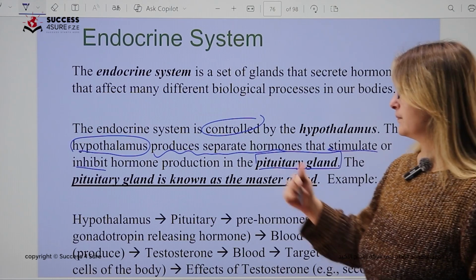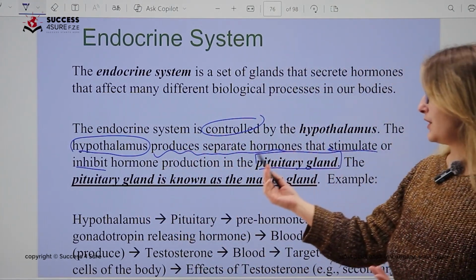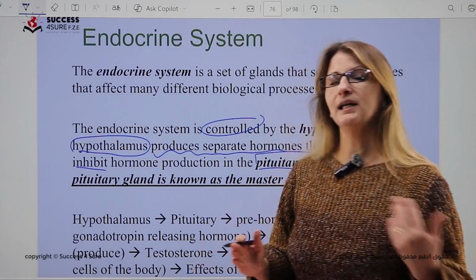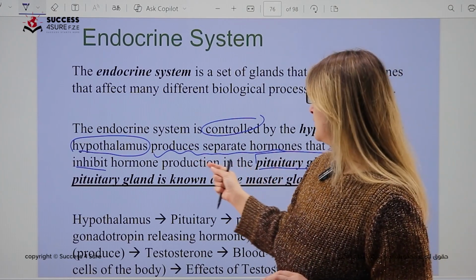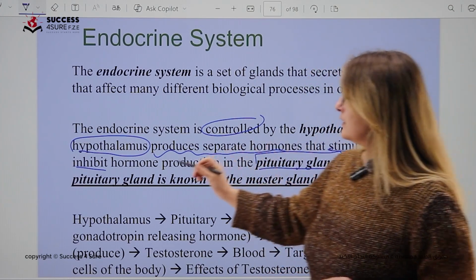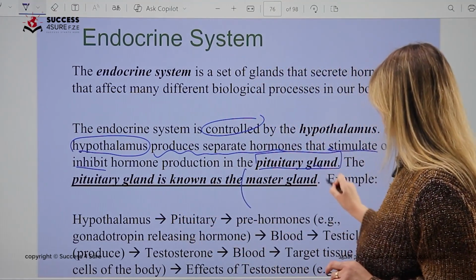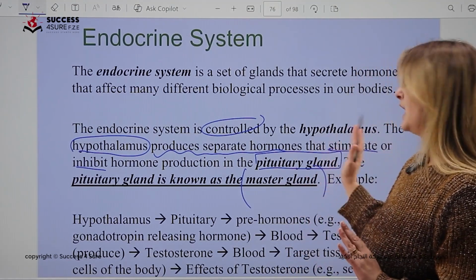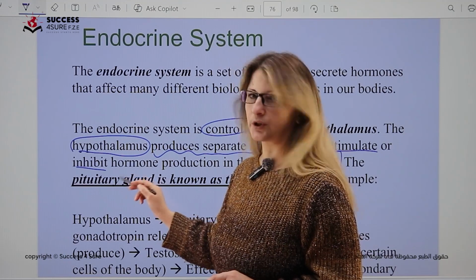Okay, so the endocrine system is controlled by the hypothalamus. The hypothalamus produces inhibitors and stimulators hormones, okay, in the pituitary gland. Now, the pituitary gland is known as the master gland. Okay, who controls? The hypothalamus. The master gland is the pituitary gland.